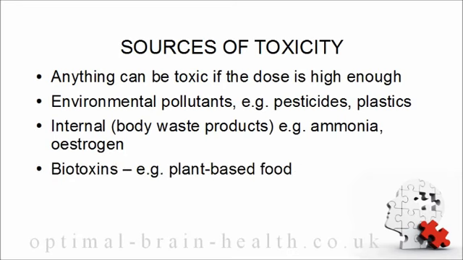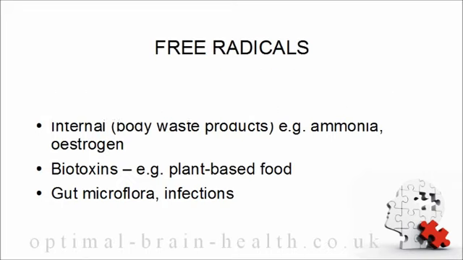Biotoxins are produced by organisms, for example toxins from mold or fungus, which can be found in food. But also plants can produce toxins as a defense against being eaten, and even plants that are normally part of our diet. Lastly, toxins can be produced by unhealthy microorganisms living in the gut, and we can then absorb these.